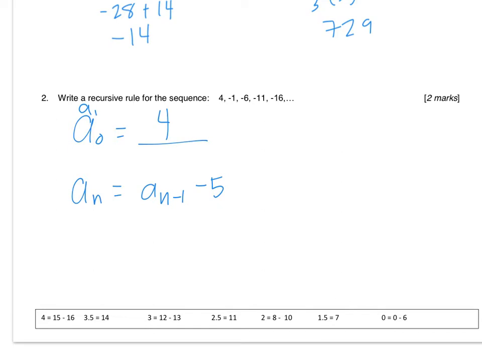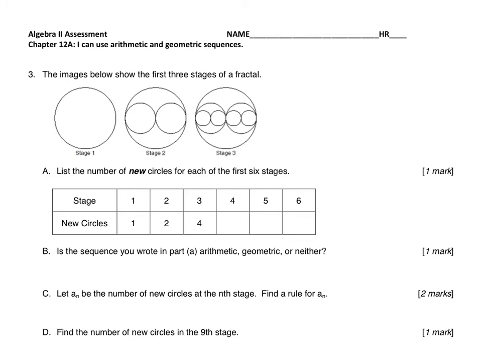Alright, page 2. The images below show the first 3 stages of a fractal. So a fractal is when something keeps breaking into smaller and smaller pieces. So like the next one would have even more circles in the little circles here.